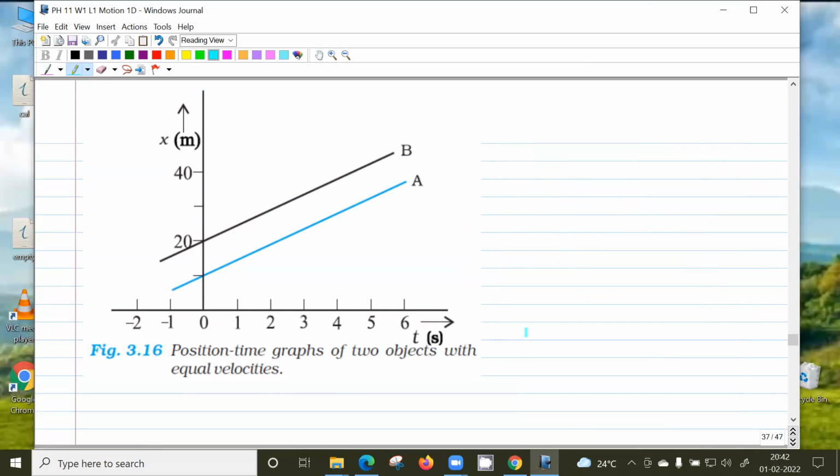So here, this is the x versus t graph of two bodies A and B. So what can you say about them? Can you say what is the difference between these two, or what are the similarities between these two bodies, A and B? Their velocity is the same, sir, because the slope is the same. And what is the difference?